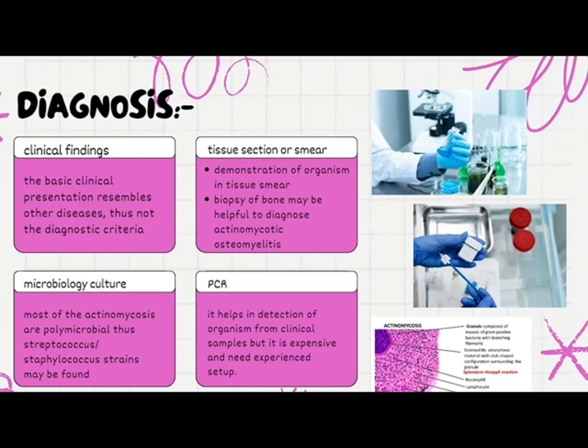We can also perform microbiology culture for the actinomyces bacteria, but as most forms of actinomycosis are polymicrobial, streptococcus and staphylococcus strains can also be found along with the actinomyces as superinfections. PCR is a helpful technique in detection of the organism from clinical samples, but since it is expensive and needs an experienced setup, it is often not used.